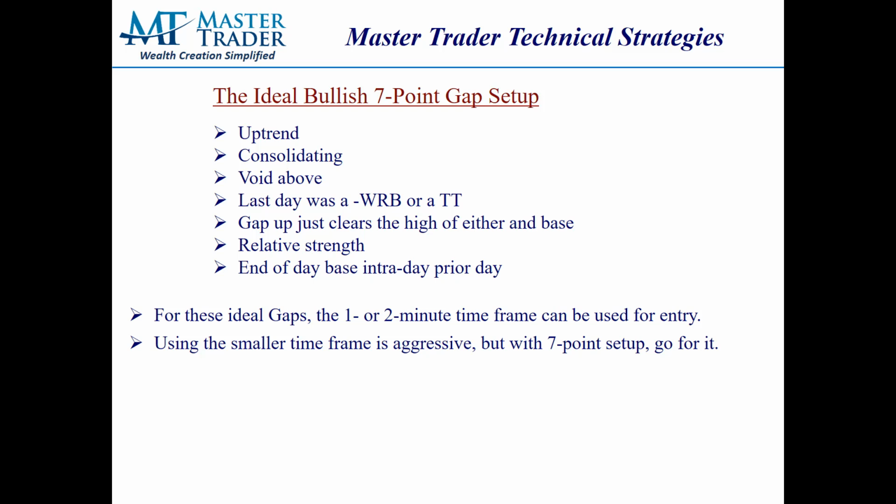In other words, we have a stock that has been moving up. Over the short term, it's had a small correction. There's a void. And the prior day was a negative day, ideally a bearish wide range bar or a topping tail. And on the gap, it clears the high, of course, of the bearish bar and the high of that base or some type of consolidation that was going on there. It has shown relative strength, and the end of the prior day will have been a base as well.